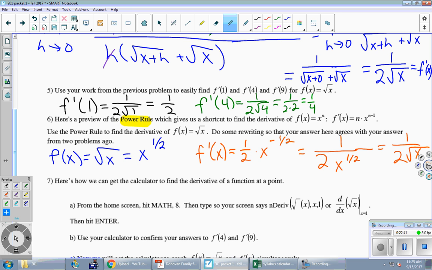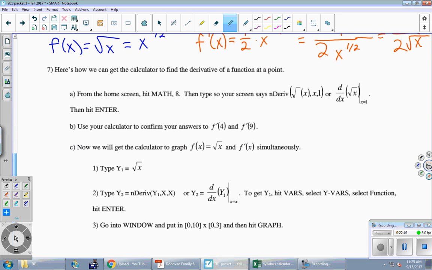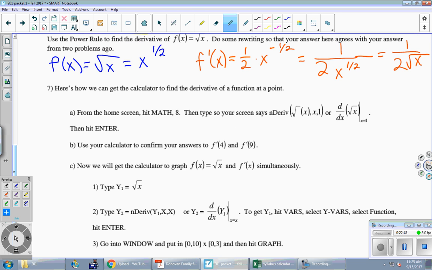Okay, and we can also get the graphing calculator to help us out. Again, I don't need you to buy a graphing calculator, but if you happen to have one, this is how you do it. You don't need to take it out now. I'm going to do this real quick.